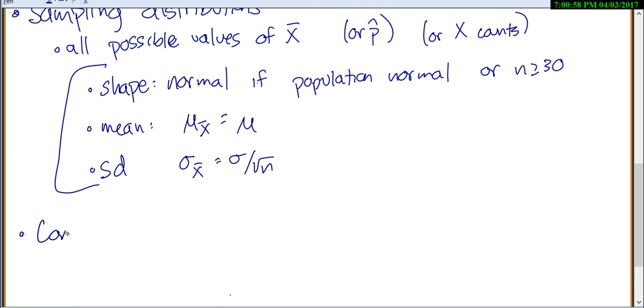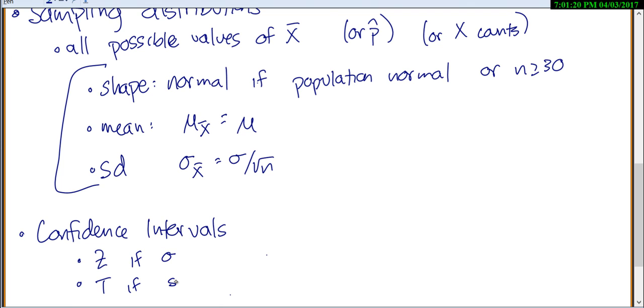Then you'll have confidence intervals. A confidence interval question should have the words confidence interval. I can't think of anything that wouldn't have the words confidence interval. And remember, you just have to figure out, do you want to use a z or a t? We use z if we know sigma, and we use t if we use s.